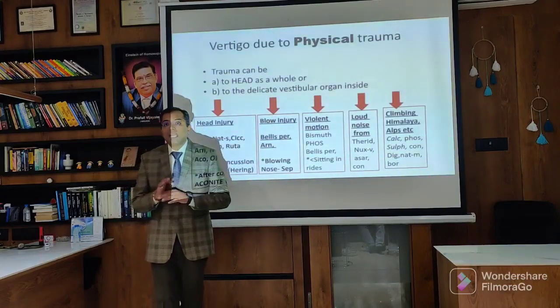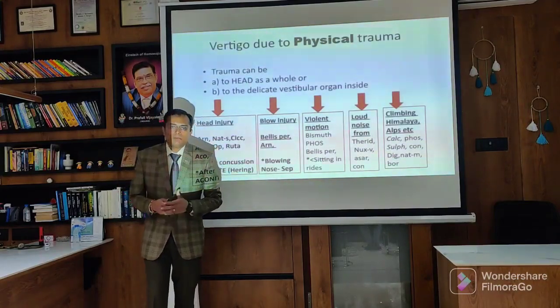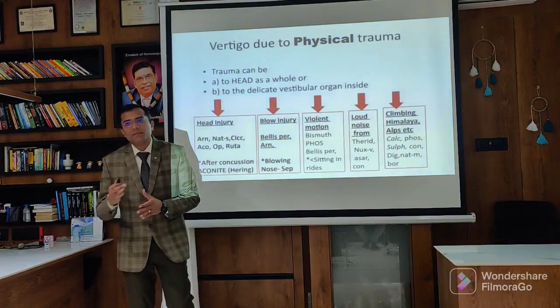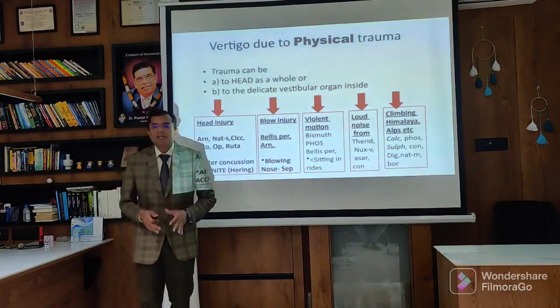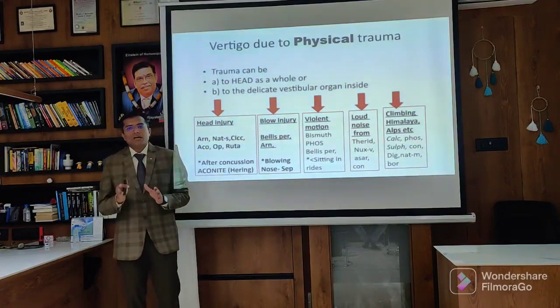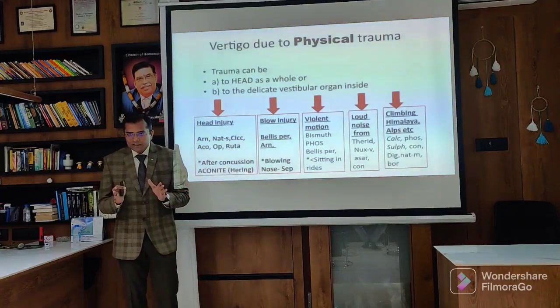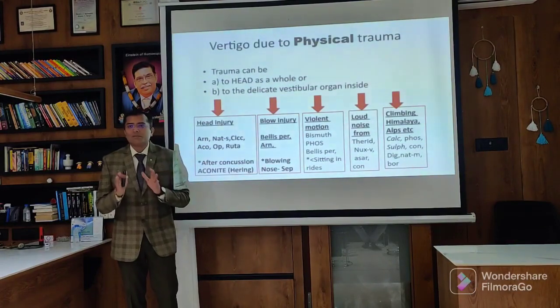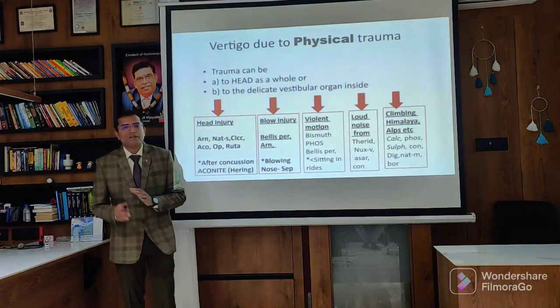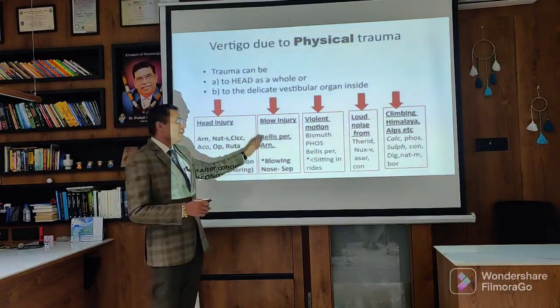When you didn't find any cause, and the ENT diagnosed that it is BPPV, benign paroxysmal positional vertigo, in old people, just ask, are you having celibacy? If yes, no question to be asked, just prescribe conium, you will get wonderful results in the vertigo.